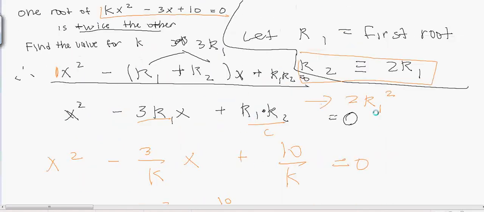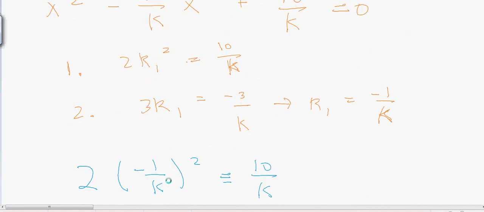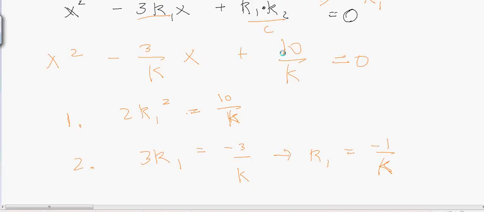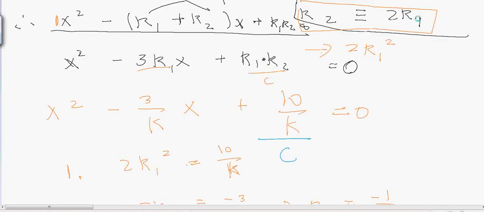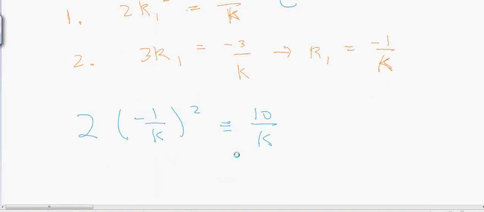And this is because root 1 is the first root, root 2 is the second root, and if we substitute everything in here, r1 times r2 is just 2 r1 squared. So 2 r1 squared must equal 10 over k right here. This is your c term, and your c term is equal to r1 times r2. If r2 is 2r1, 2r1 times r1 is 2 root 1 squared. However, r1 is negative 1 over k, so 2 times negative 1 over k squared is 10 over k.